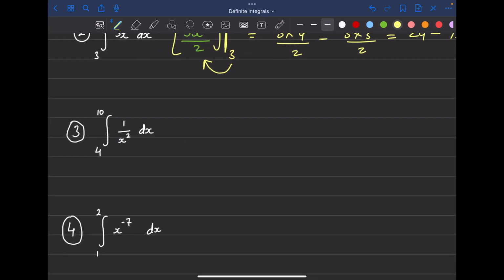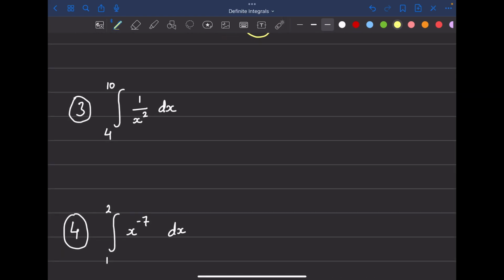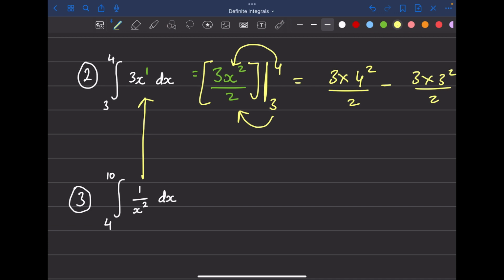Question number 3, same thing. So you have the definite integral of 1 over x squared with respect to x from 4 to 10. So this one's a tiny bit more difficult because the x is on the bottom in this case. If you get an x on the bottom, the first thing you have to do is bring it back to the top so that we have something that looks like this.